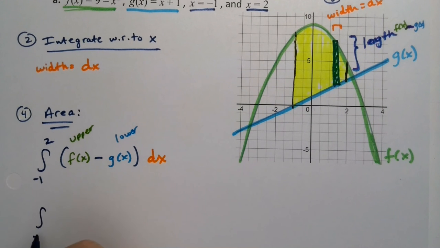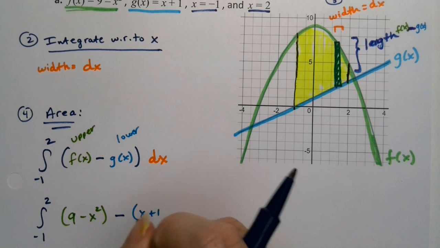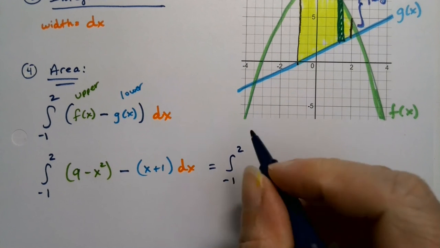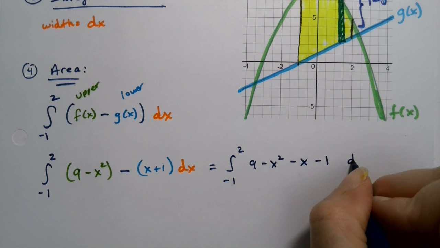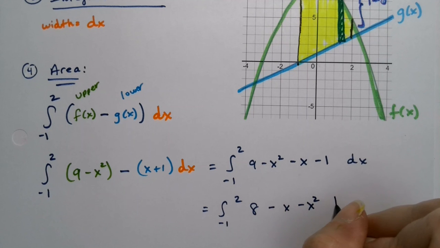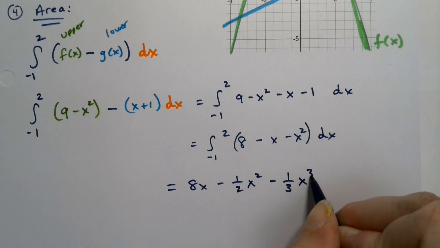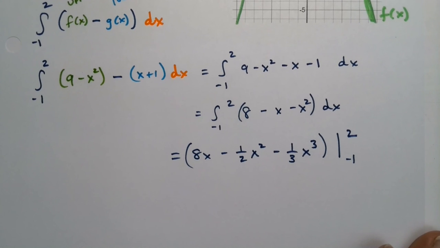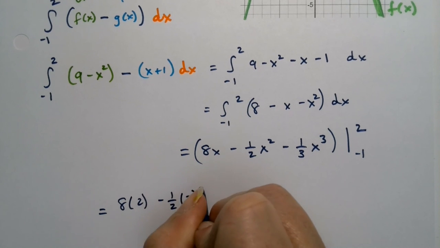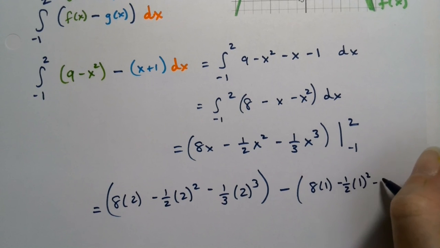All right, lovely. So this is the integral from -1 to 2. f of x is 9 minus x squared, minus g of x, which is x plus 1, dx. Let's see, that's the integral from -1 to 2 of 9 minus x squared minus x minus 1 dx, which is the integral from -1 to 2 of 8 minus x minus x squared, which would be 8x minus 1/2 x squared minus 1/3 x cubed, from -1 to 2. And I don't know, I can show all the work. 8 times 2 minus 1/2 times 2 squared minus 1/3 times 2 cubed, minus 8 times -1 minus 1/2 times -1 squared minus 1/3 times -1 cubed.